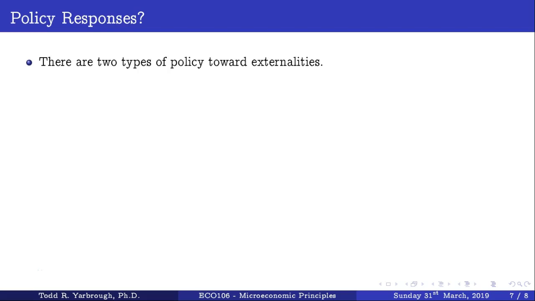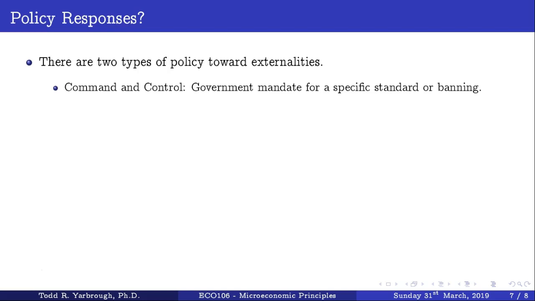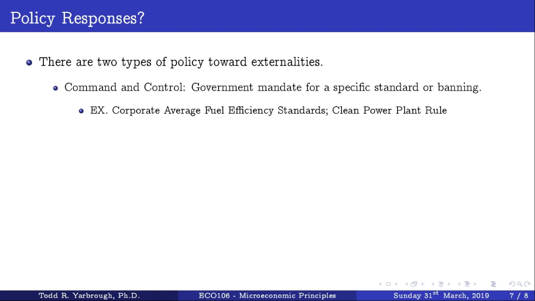Finally, how may we think about externalities in the context of policy responses? Well, there are two types of policy responses toward externalities. So-called command and control, in which government mandates a specific standard or an outright ban in the context of negative externalities. Examples of command and control would be CAFE standards, or corporate average fuel efficiency standards, and clean power plant rules. Other policies, with respect to positive externalities, would be the fact that the government requires that school children be publicly educated. This acknowledges the fact that public education is an immense positive externality, and so by requiring children to be publicly educated, the government is in fact mandating education. And so again, this is a legal parameter in which the government enforces a particular standard.